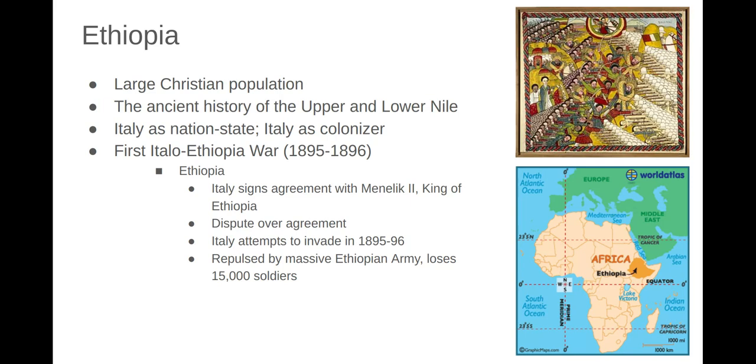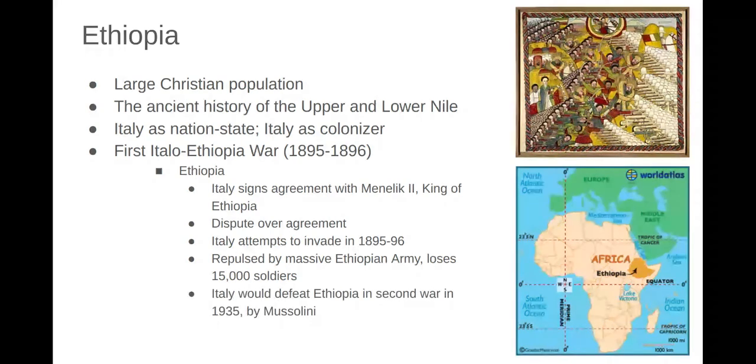What happens in this defeat is that a massive Ethiopian army fights the Italians, who have superior weaponry, but the masses of Ethiopians, in an actually quite well organized army, defeat the Italian army and kill over 15,000 Italian soldiers.